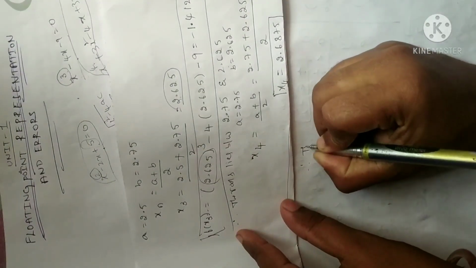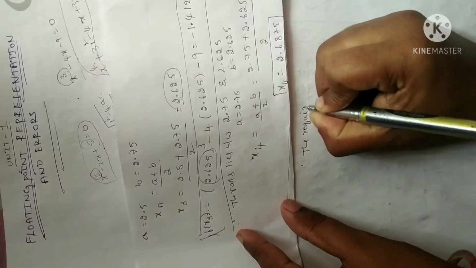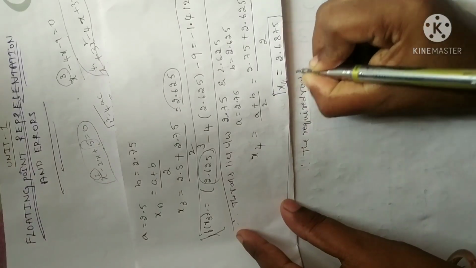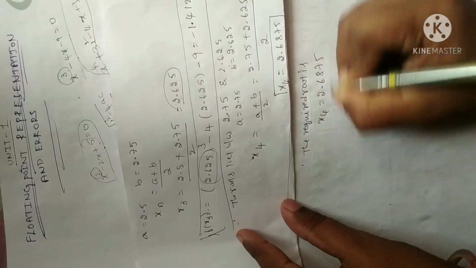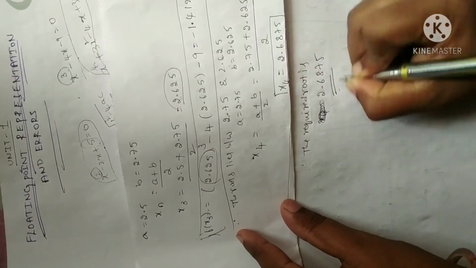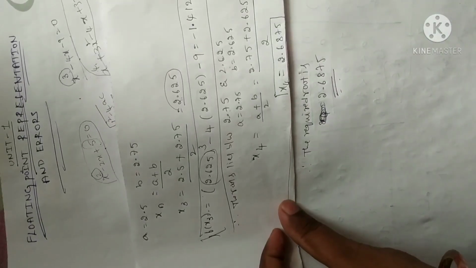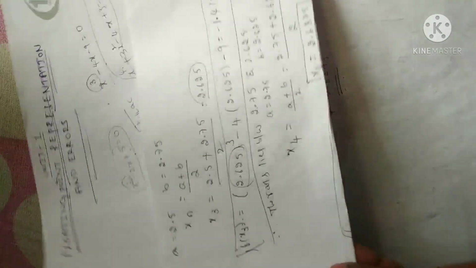Therefore I can write the required root is x4 is equal to 2.6875, or else no need to write x4, required root is 2.6875. Now I am explaining once again, just listen to the concept.